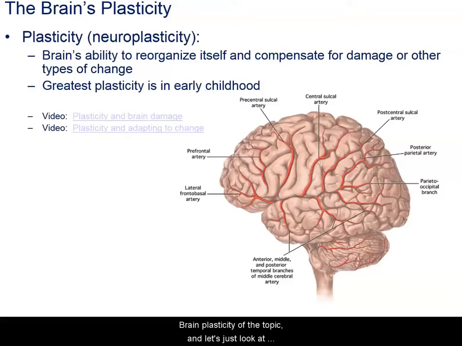So brain plasticity was a topic, and let's just look at something like stroke, for example. What causes a stroke is a lack of oxygen to a part of the brain. All cells, including neurons, need oxygen to survive. And of course they get that oxygen from our blood.